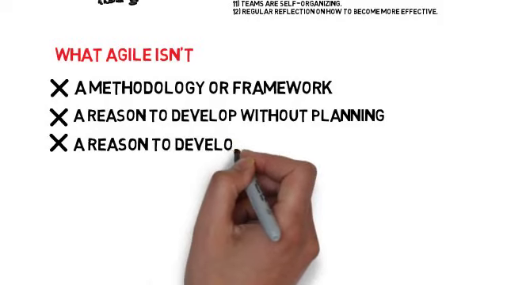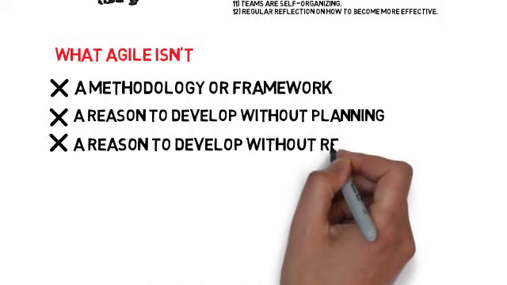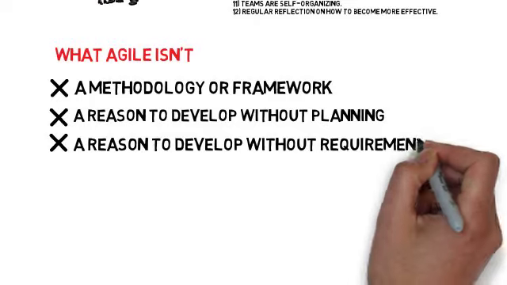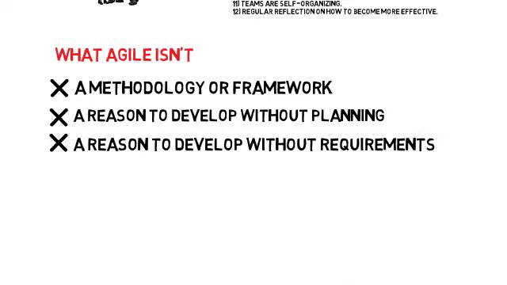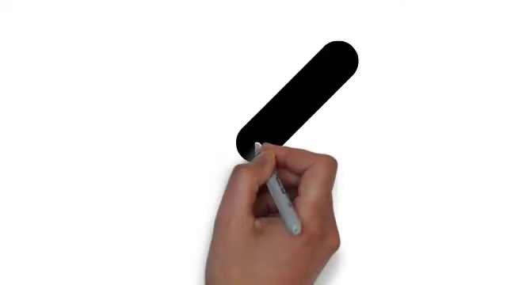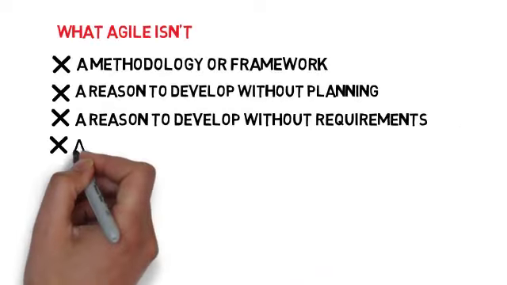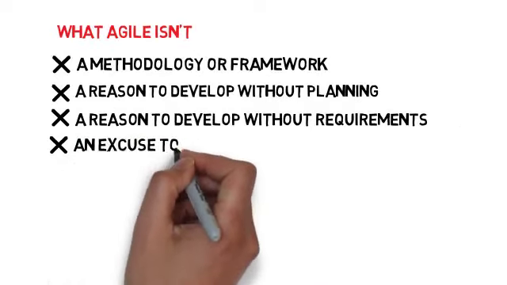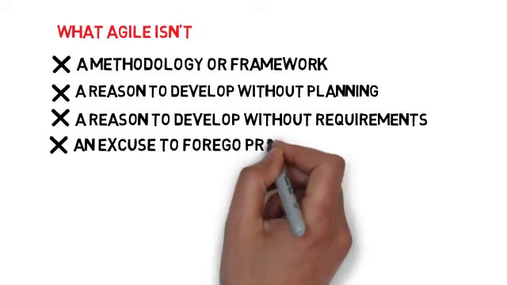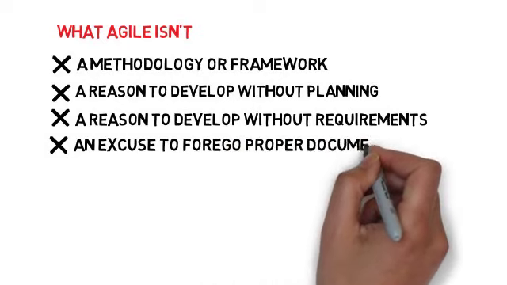Agile is definitely not a reason to develop without requirements. Most variations of Agile will determine specifics around a product backlog, which will represent the requirements for the project. Just because Agile values working software over comprehensive documentation, that doesn't mean that documentation should not exist at all. As we previously mentioned, it is important to realize that there is documentation requirement within an Agile project. It is an important record of the project.